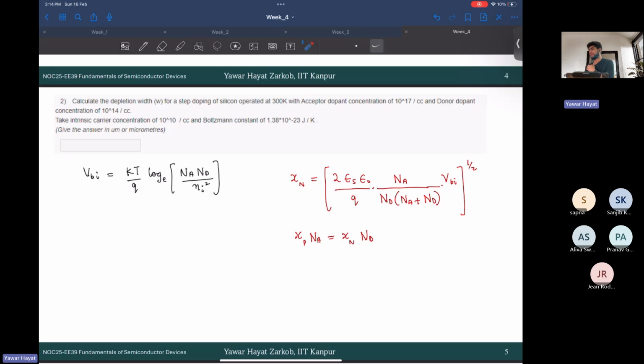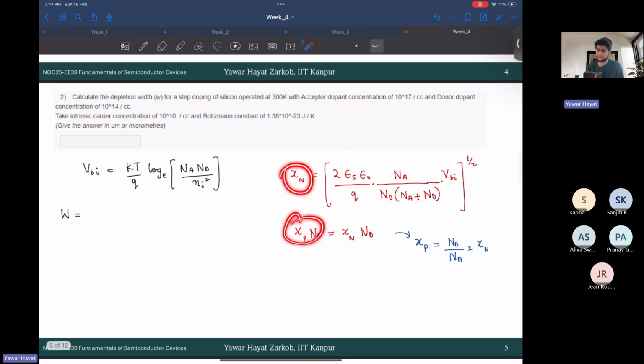Once you obtain this, you can find xp, right? So I should write that as well. This would give your xp would be ND by NA times xn, right? And what would your depletion width be equal to? What's W in terms of this and this? The W is the total depletion width, right?